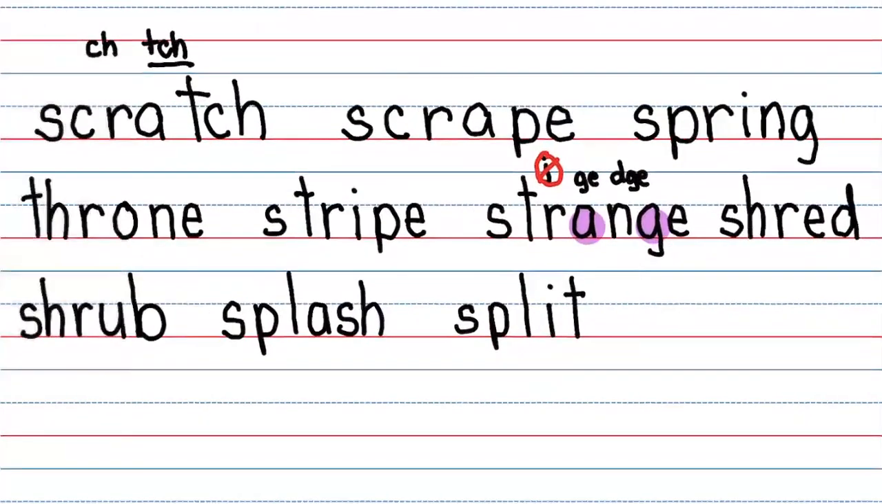Before we look at those, let's look up here and mark. Just notice a couple of these. In the word scratch, remember, this is the odd part that we're using the TCH after a single short vowel. Scrape, spring, and here we've got the NG saying ng. Thrown, stripe, strange. Strange is strange because we have the E jumping over two consonants to make the A say A, and it's there to make the G say J. Shred, shrub, splash, split. Our bonus words.